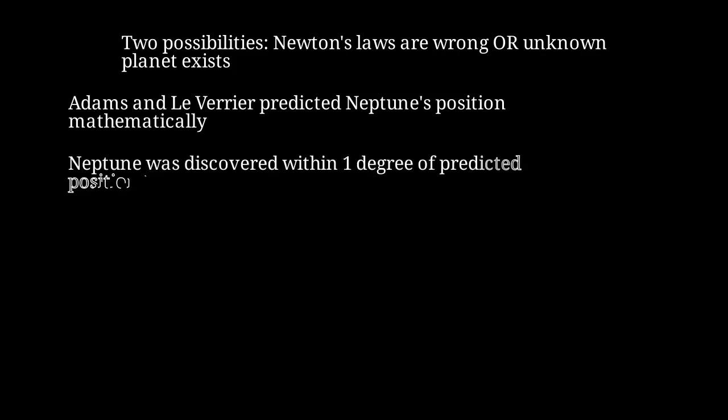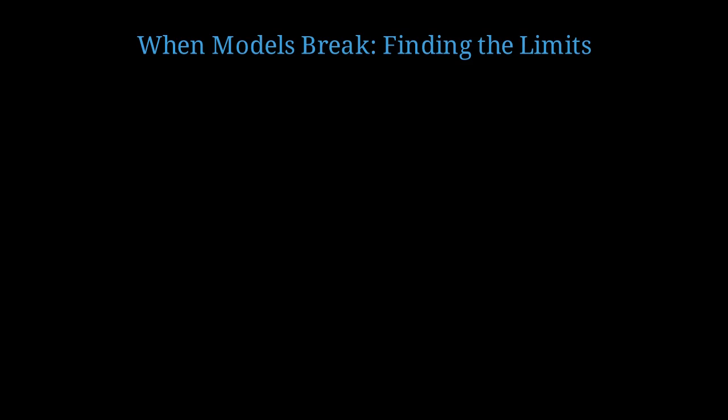When astronomers pointed their telescopes to the predicted location in 1846, they found Neptune within 1 degree of the predicted position. This was a triumph of model fitting and residual analysis. But models don't always win. Sometimes systematic deviations reveal that our theory itself is incomplete or wrong.